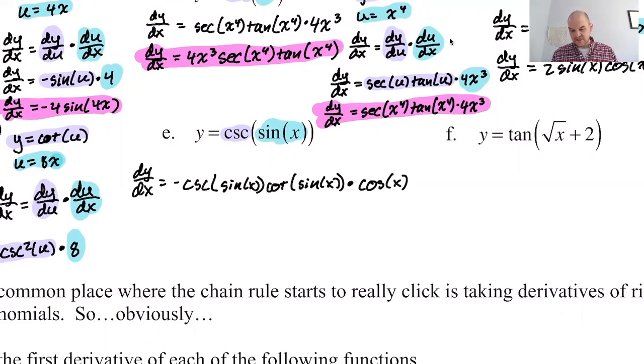And this doesn't simplify any more than this. It'd be nice if it did, but they're all normal trig functions. There's no inverses or anything in there, so it's not going to simplify more. So the first part is coming from the derivative of cosecant of something, and the second part is from the derivative of the thing, and the thing is sine, so the derivative is cosine.